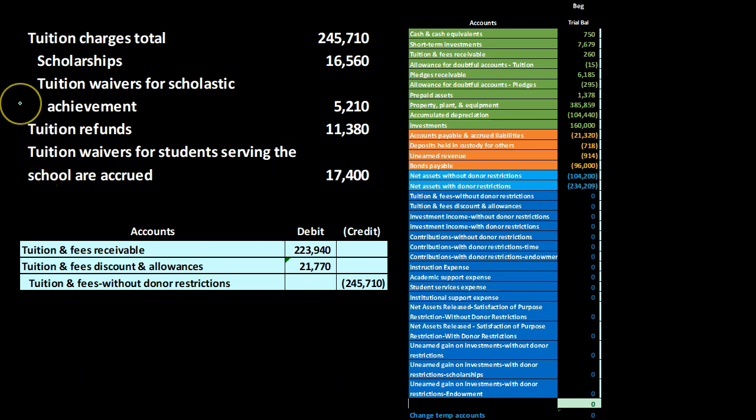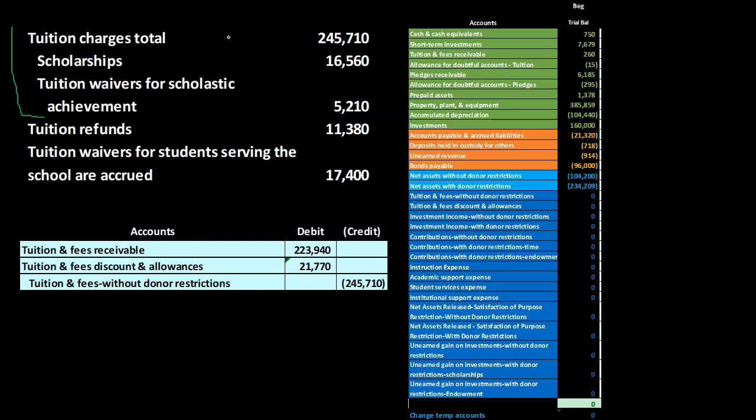Information then says we have the tuition charges totaling $245,710. We have the scholarship of $16,560, and we have the tuition waivers for scholarship achievement of $5,210. Those are going to be the numbers that we will first start with for this first component. So we have the tuition and charges. Of course, we are an educational institution. Therefore, those tuitions and charges will typically be revenue.